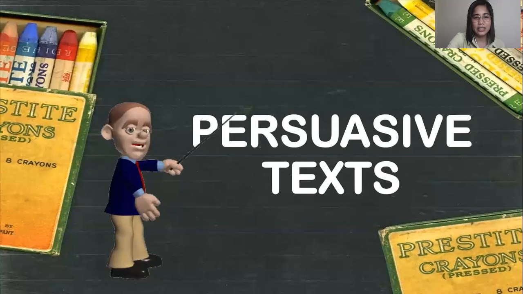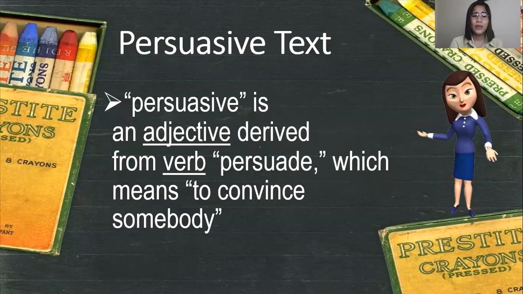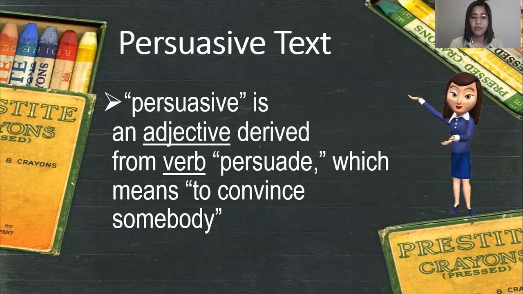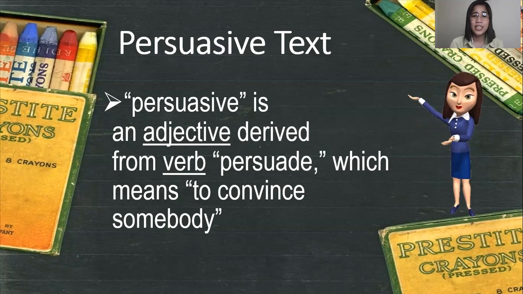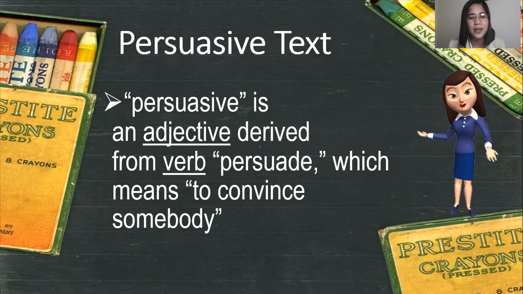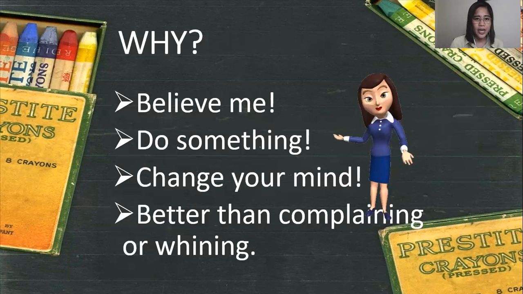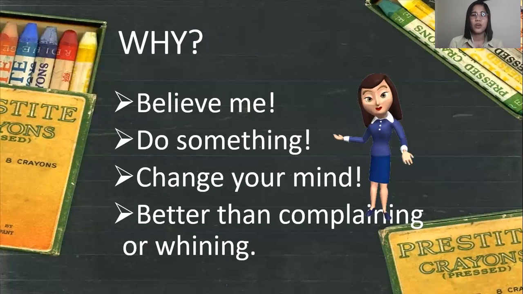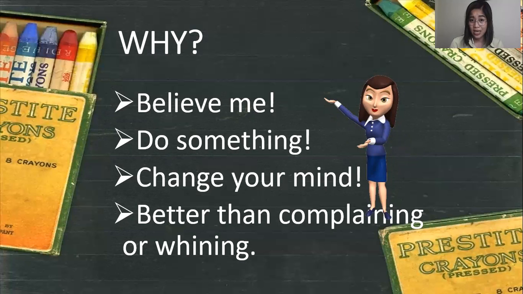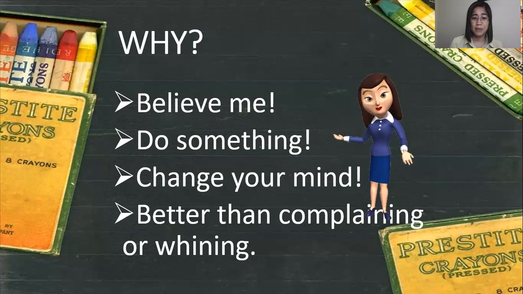And let us define first what is persuasive text. Persuasive is an adjective derived from the verb persuade. Persuade means you will convince the readers, you will convince somebody to agree with your argument, to agree with your position, to agree with your reasons. Okay? Now, why do we need to write a persuasive text? It's because you want the audience to believe in you. You want the readers to believe what you are saying. Second, you want them to do something. After reading your text, you want your readers to do something out of it.